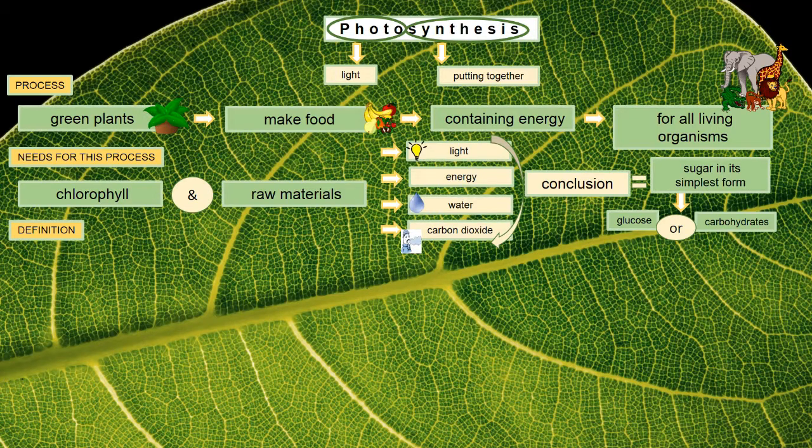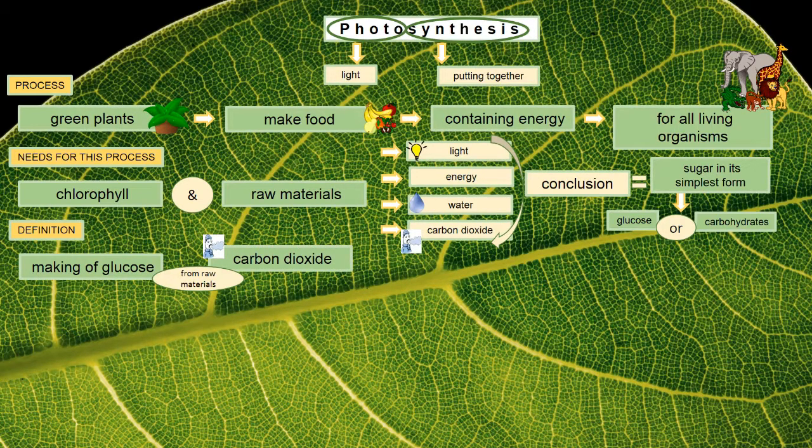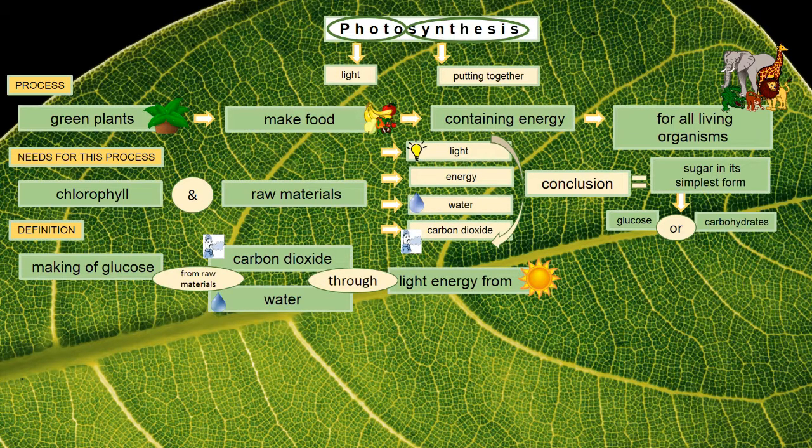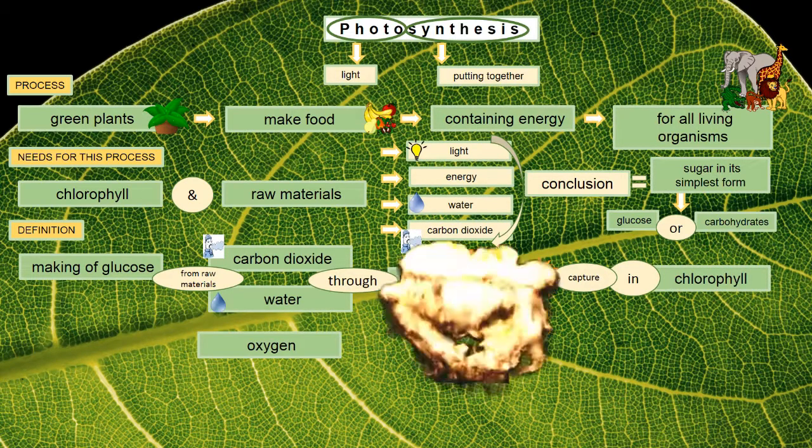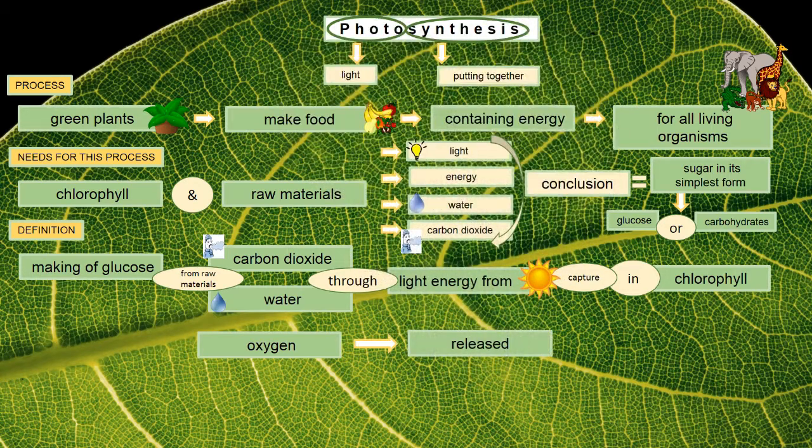Definition of photosynthesis. Photosynthesis is the making of glucose or carbohydrates from raw materials, carbon dioxide and water, through light energy from the sun, captured in chlorophyll. Oxygen is released.